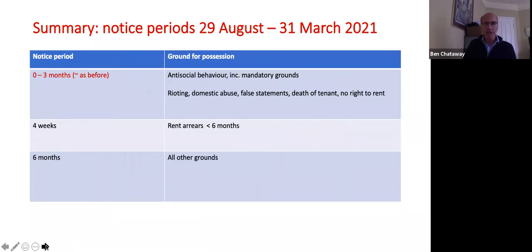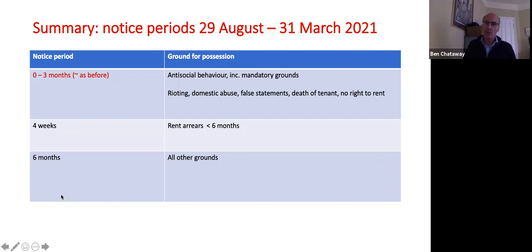What next? Just a summary, really. Where are we now? You'll have seen that there's a whole range of different notice periods that apply depending on the type of tenancy and the ground of possession relied upon. Actually, it is not as complicated as it looks, because there are broadly 3 classes of claim. There are claims brought on the basis of some sort of serious wrong: antisocial behaviour, rioting, domestic abuse, obtaining a tenancy by false statements.